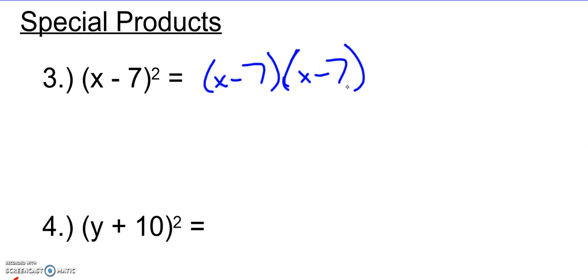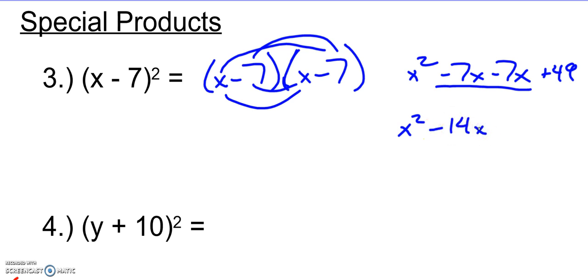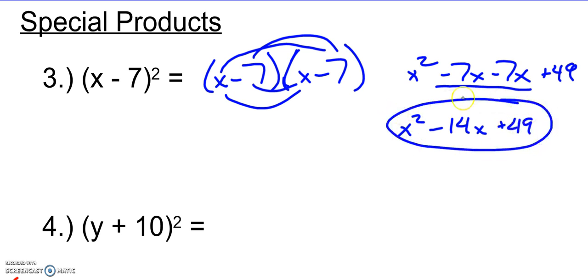If we FOIL this out by going first, x times x, outsides, negative 7 times x, insides, negative 7 times x, and last, negative 7 times negative 7, we get this. Again, we can combine those two middle terms. So this becomes x squared minus 14x, negative 7 minus 7, we get a bigger negative, plus 49, and this would be our answer. So again, you can always use the FOIL method.